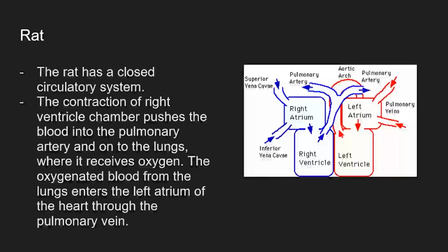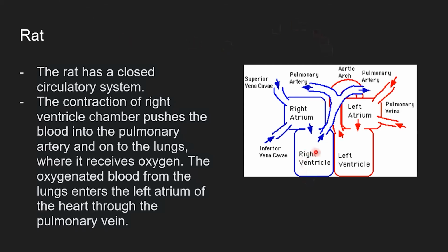Moving on to the circulatory system of both the rat and the frog. Just as in humans, the rat has a closed circulatory system, which means that the blood stays inside the blood vessels and circulates throughout the body.